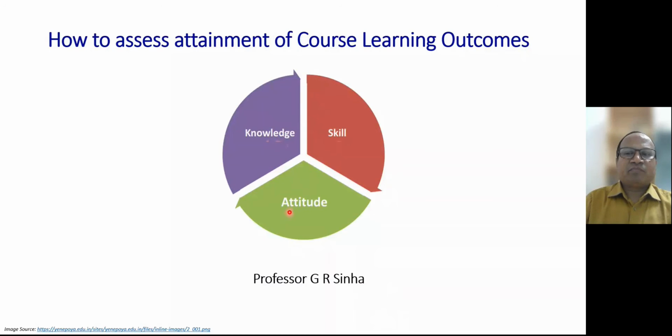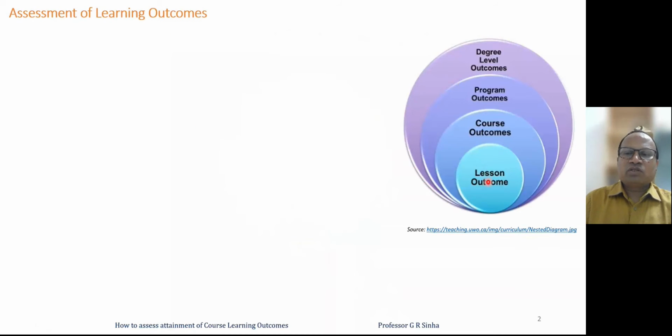So let's understand. As we know, course outcome comes after program outcome, and if you go deeper, the course outcomes comprise a number of lesson outcomes. Every course has a certain number of lessons, a certain number of lectures. If you go up to that level and associate each lecture with a certain outcome, that is going to be a wonderful thing, I can tell you.